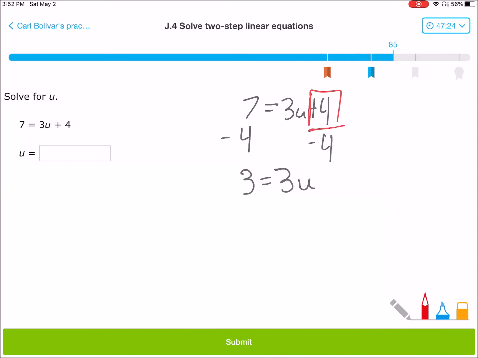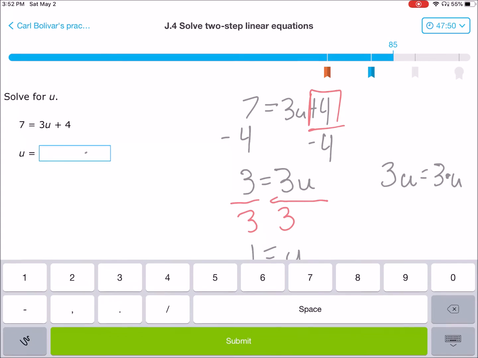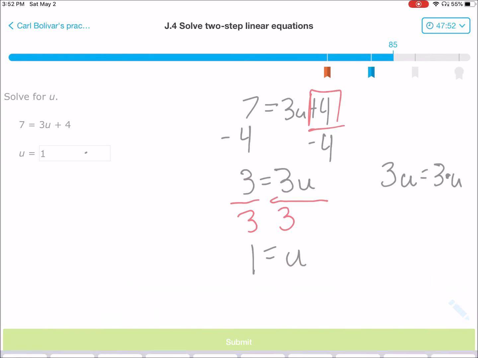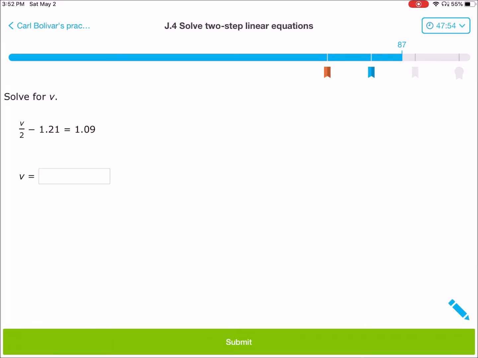That's it. Now we have to divide by 3 since 3u is essentially 3 times u, and the opposite of multiplication is division. So we will divide by 3, we will divide by 3, and that will give us the answer of 1 equals u. So let's put 1 as our answer. Great. So now we have this one.